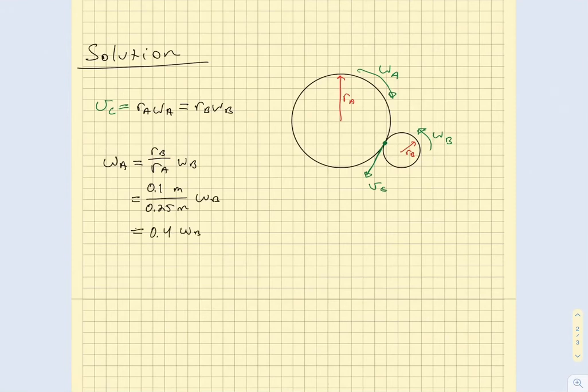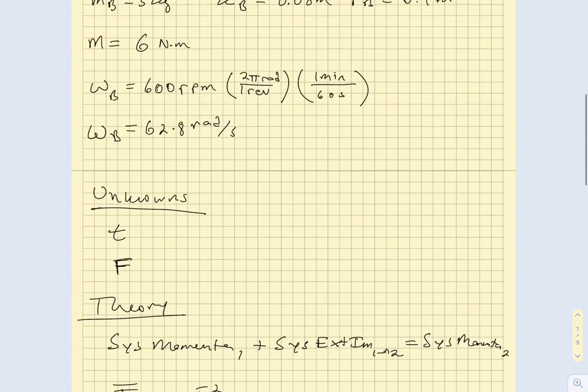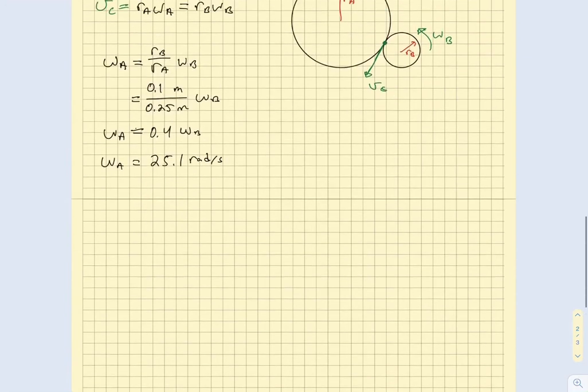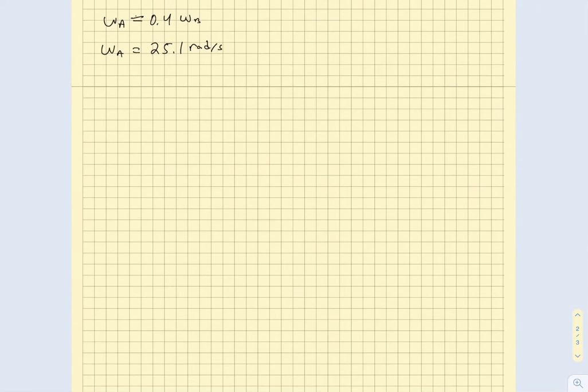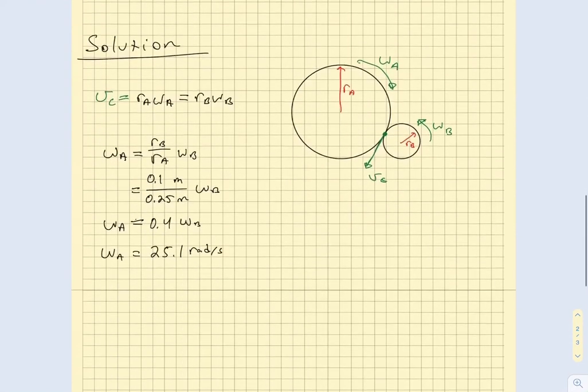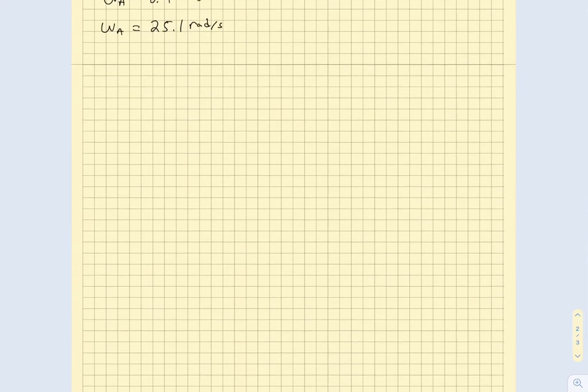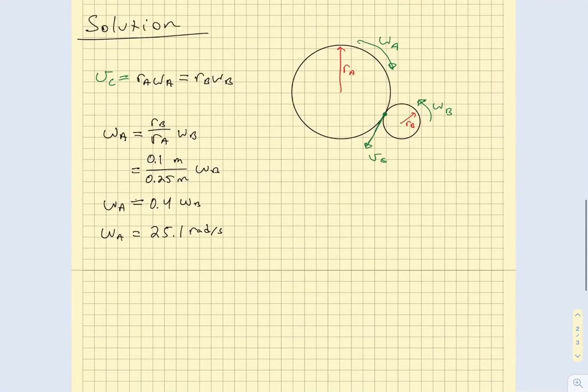So if I want to find omega A, I could just say that should be equal to RB over RA multiplied by omega B, which is equal to, and RB we had said was 100 millimeters, so 0.1 meters over 0.25 meters, omega B. If you calculate that out, that should be equal to 0.4 omega B. And since omega B is equal to 62.8 radians per second, that gives my omega A as being equal to 25.1 radians per second. So we understand the general motion here.